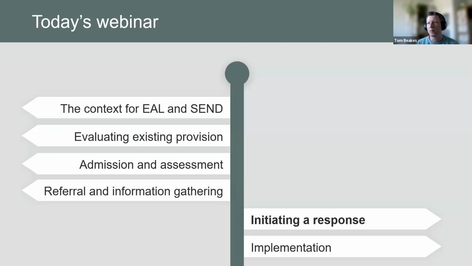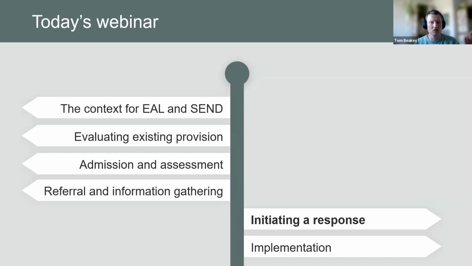And the final area of the response, and thank you for bearing with me because I know we've gone through a lot, and it reflects how dense this document and guidance is. It's really, really useful, but it is very dense. Hopefully in the future we will be splitting it out into sections so that you don't have to trawl through such a long document. But I'm going to signpost you next to the parts of the document that help staff in this initiating response.